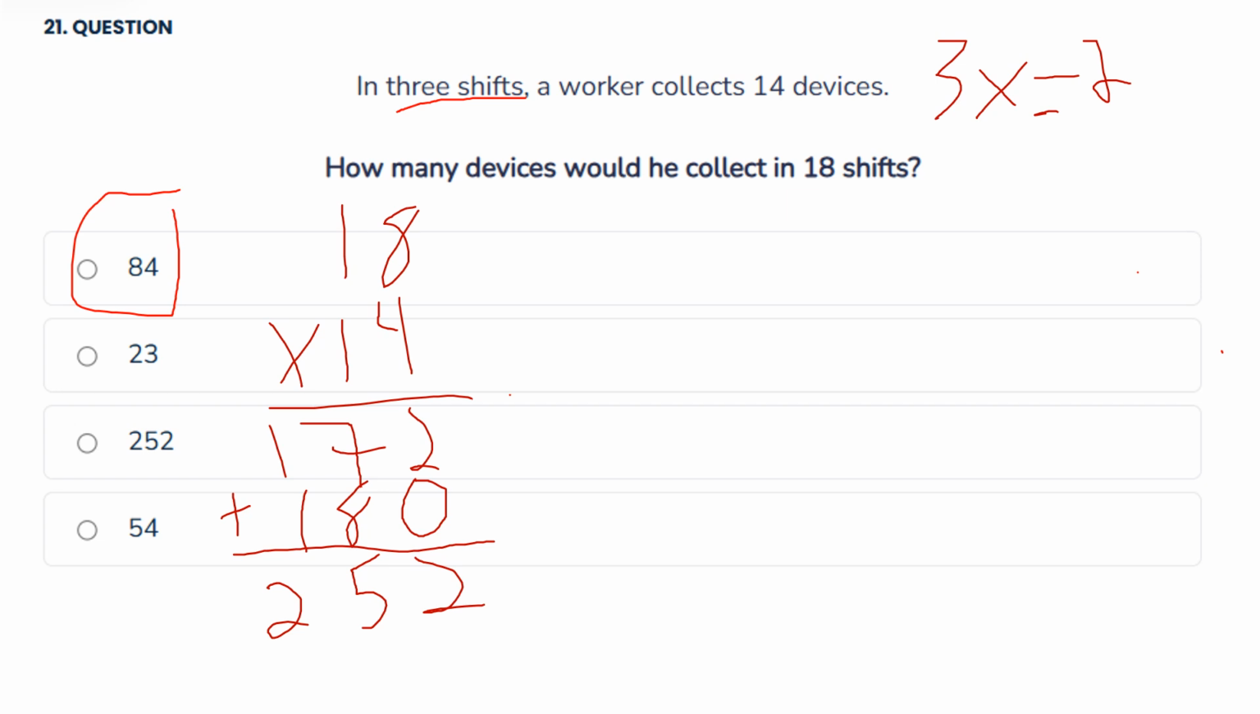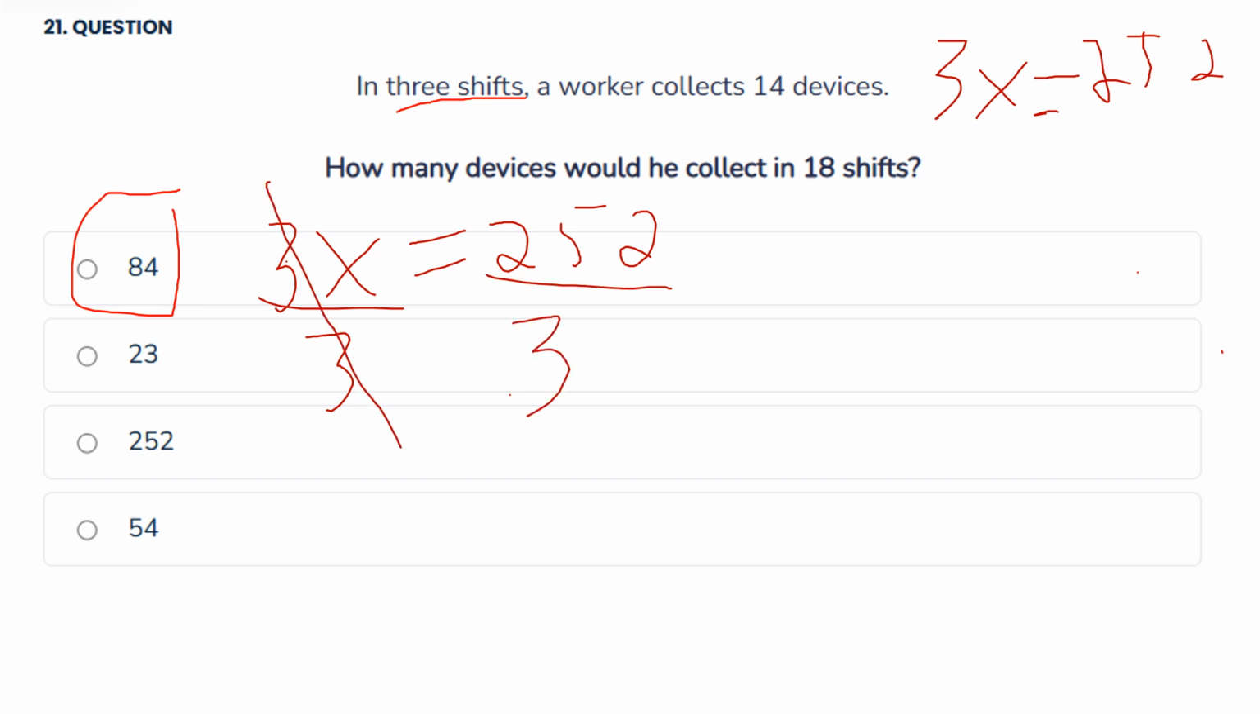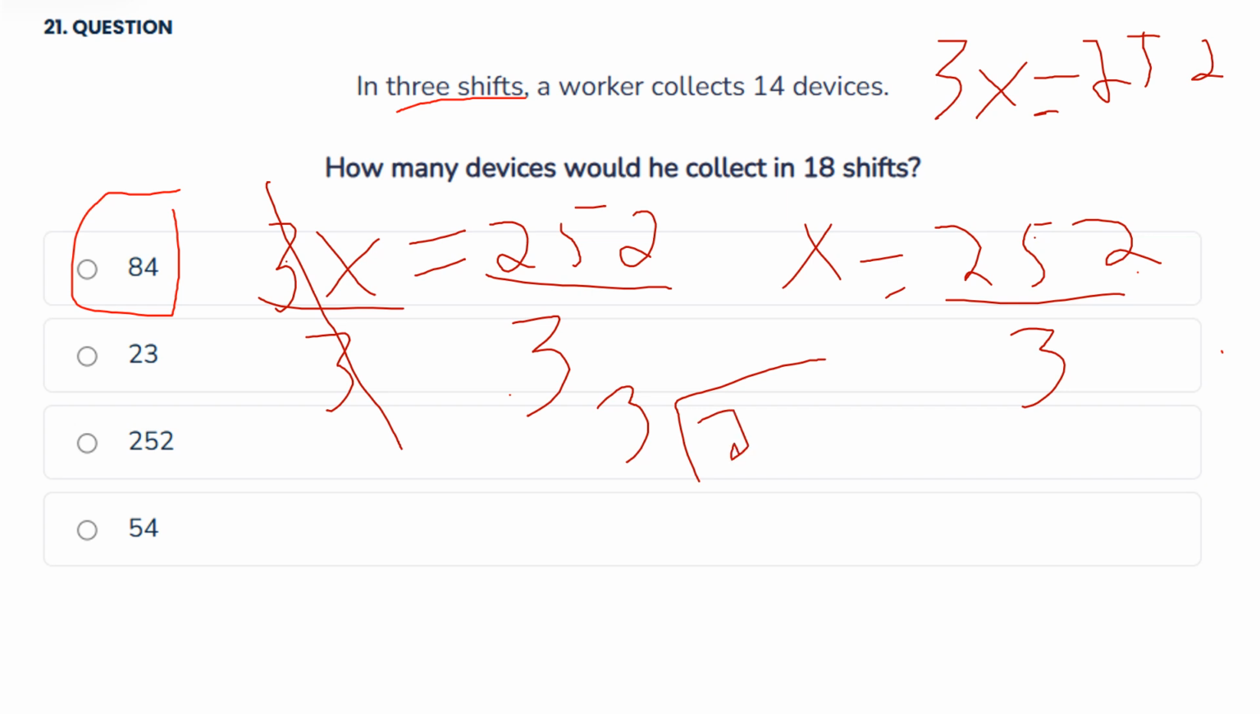Now we can solve for x. And to solve for x, we need to get x on the side by itself. So I'm going to bring this number down here, equals 252. So we get x on the side by itself. We divide each side by 3. The 3's cancel out on this side, which means that x equals 252 over 3. So we need to simplify this, and we need to divide 252 by 3.